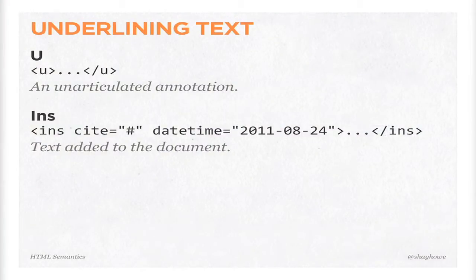So, underlining text. There's a couple different ways we can do this. The U is basically an unarticulated annotation. So that could be a spelling error, or something in a different language that doesn't quite make sense, that you're not directly familiar with. The ins element here is supposed to highlight text that has basically been added to a page recently.